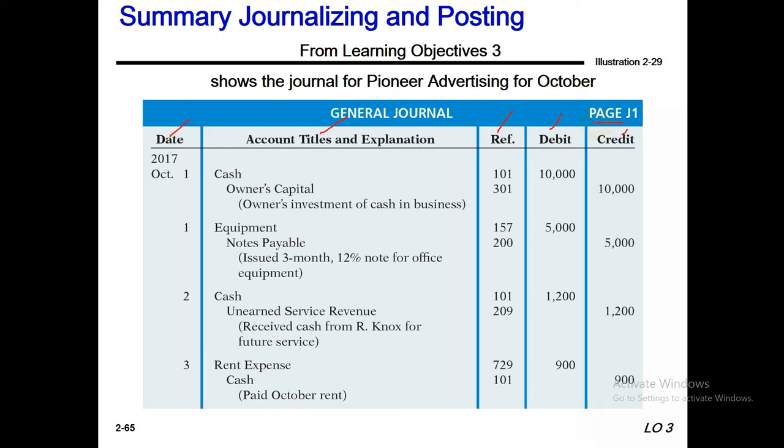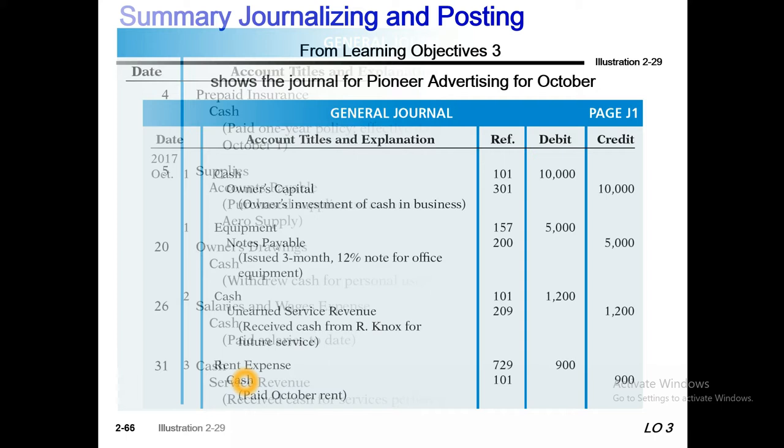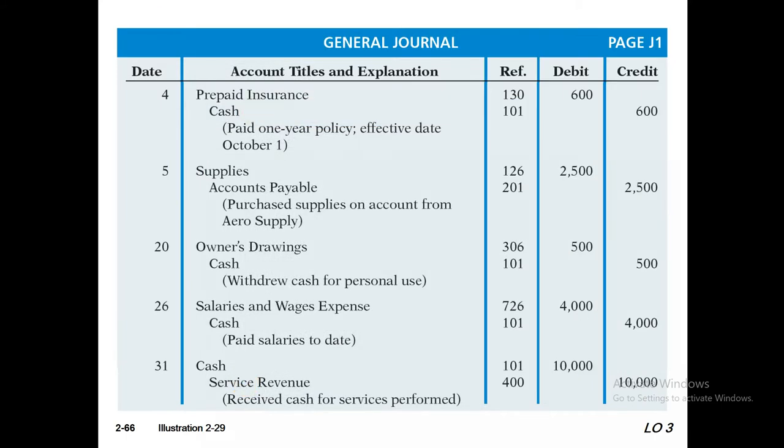This is page journal 1, the general journal, a summary of our journal. On October 1, invested by owner: this is cash debit and owner's capital credit. We have transactions 1, 2, 3, 4, and 5, 6, 7, 8, 9. In total, we have 9 transactions.